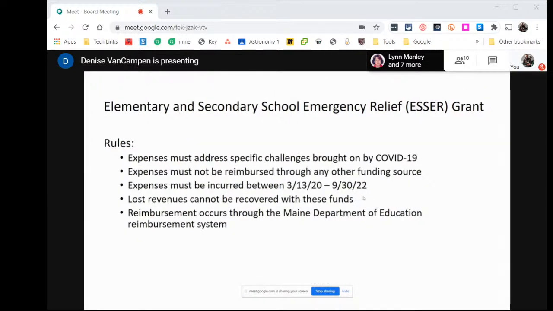Again, the rules are the expenses have to be directly related to the COVID-19 pandemic. You cannot be reimbursed for the expenses through any other funding source. The expenses can be incurred between March 13 of 2020 and September 30th of 2022. Lost revenues, again, cannot be recovered with these funds, and this occurs electronically through the reimbursement system with the state.